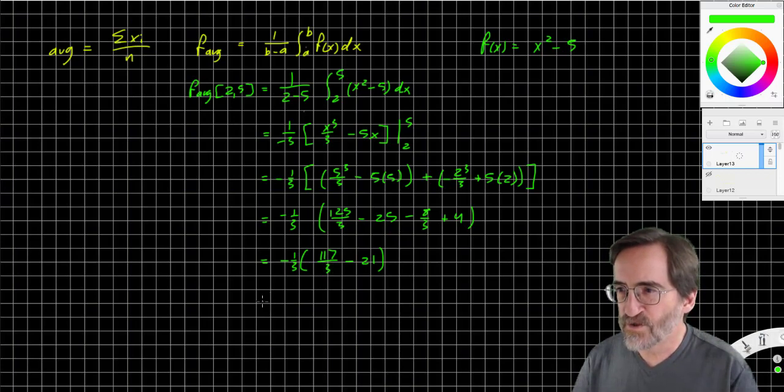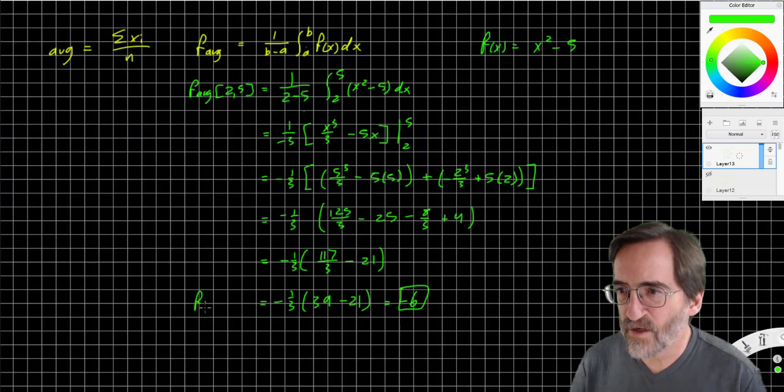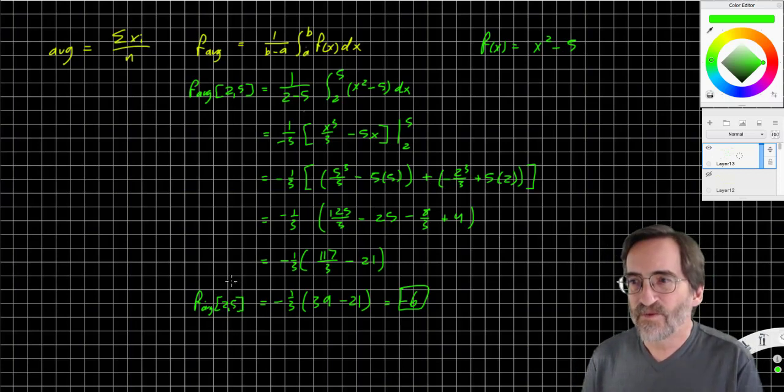So let's go ahead and, we won't distribute yet. But 117 divided by 3 is 39, minus 21. 39 minus 21 is 18. 18 divided by 3 is 6, so negative 6. Okay, so the average value of f between 2 and 5 is negative 6. And that's an interesting result.